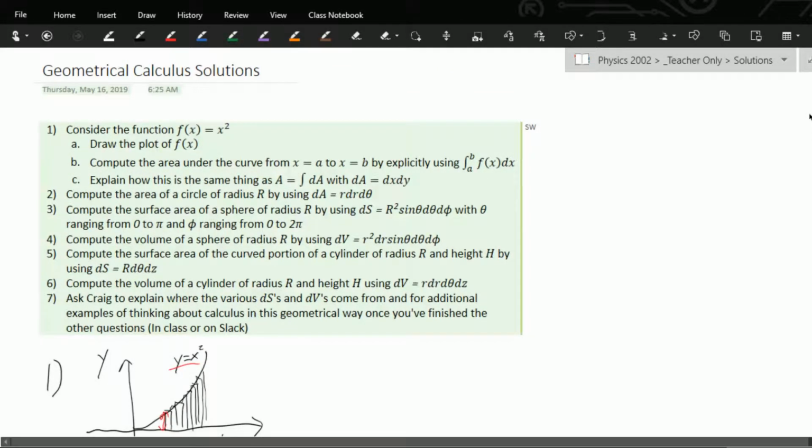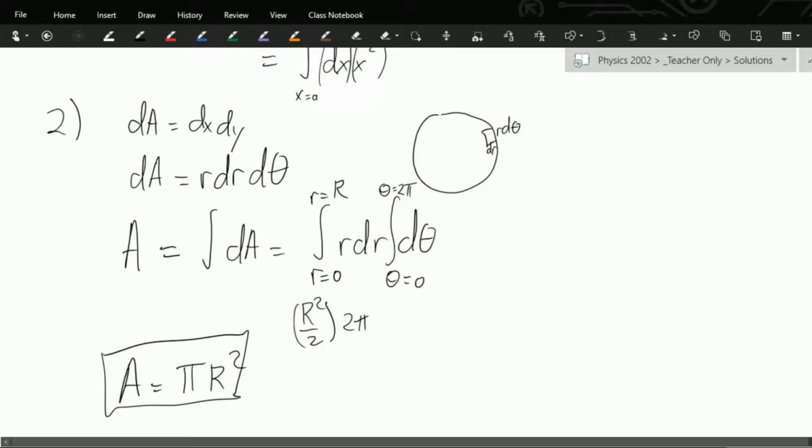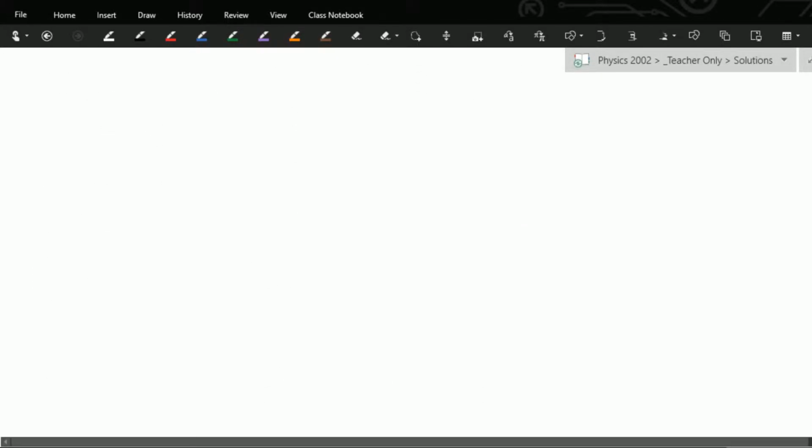So the next one that we have is finding the surface area of a sphere using dS is equal to r squared sine of theta, d theta, d phi. Okay, so we're going to do the surface area of a sphere. I'm not going to talk in detail about why these are the case. It's not very important, but I'm going to say that dS is going to be equal to r squared sine of theta, d theta, d phi.